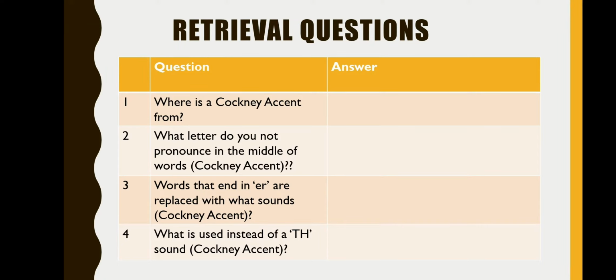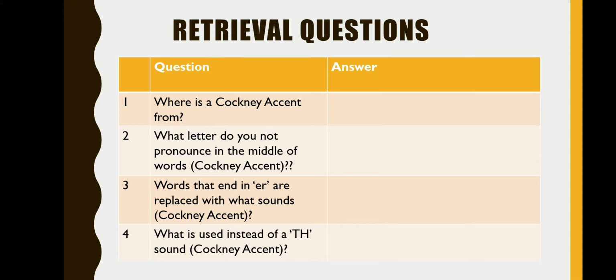Your first task is to complete the retrieval questions which are displayed on the board. Number 1. Where is a Cockney accent from? Number 2. What letter do you not pronounce in the middle of words in a Cockney accent? Number 3. What words that end in ER are replaced with what sounds? Again, this is talking about a Cockney accent. Number 4. What is used instead of TH sound in a Cockney accent?